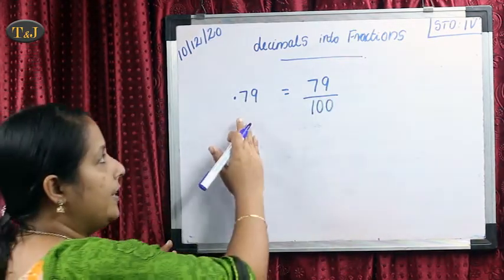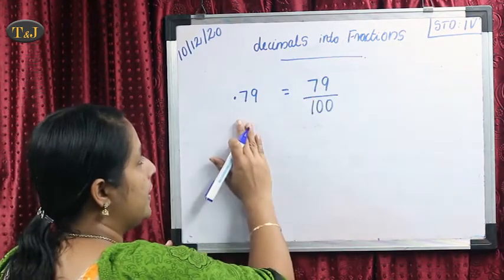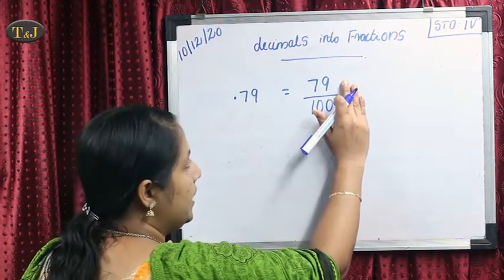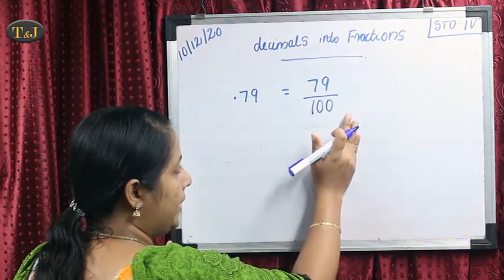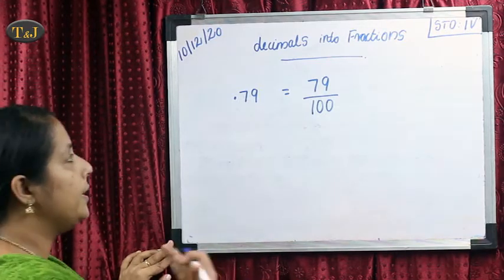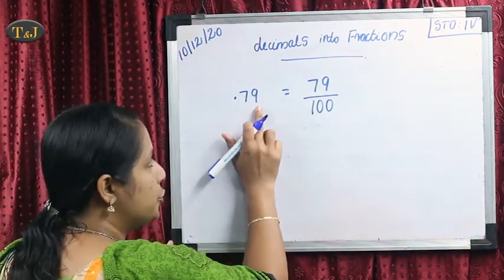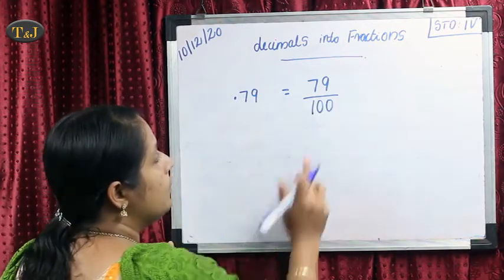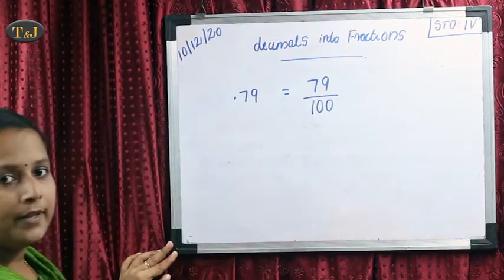Okay, first we write the number without the point. Here our question is 0.79. So it equals 79, that means without the point of that number. Then after the point we count how many digits there are. 1, 2. So we write the denominator with 2 zeros. So our fraction is 79 by 100.